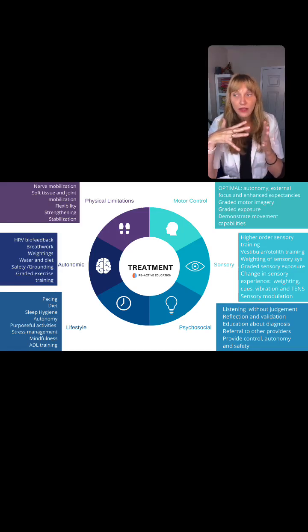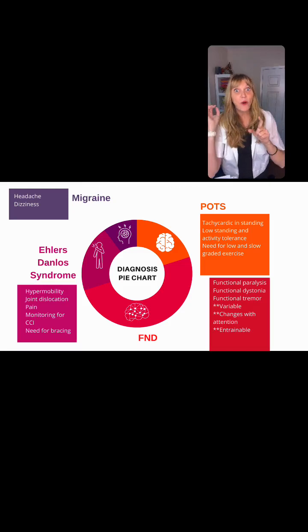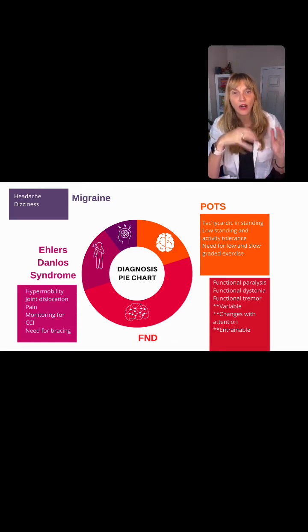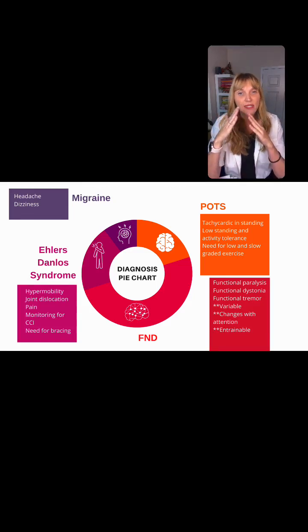And the pieces are very individual for that person. One thing I would say is, I'm going to keep bringing up this diagnosis pie chart again. Very often what we see is functional tics and other things. So functional tics and hypermobility, functional tics and autism, functional tics and dysautonomia. What we look for is the intersection of those diagnoses and what we might treat.